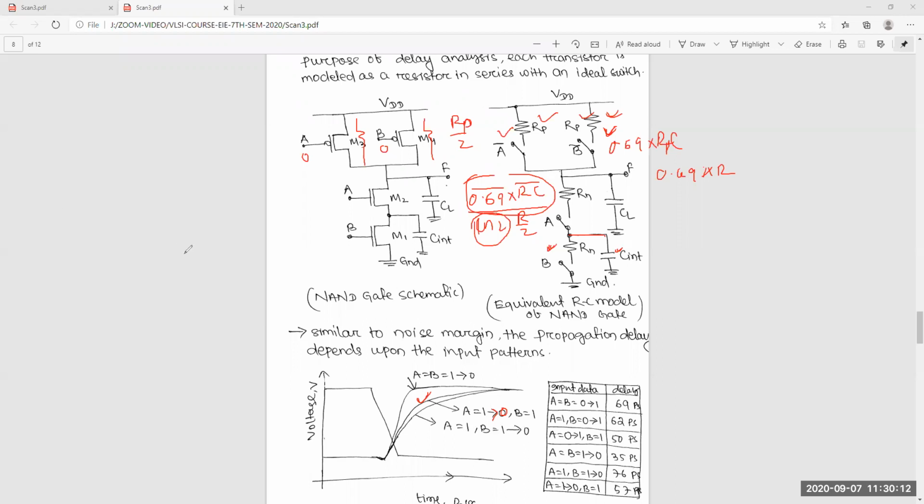Here I have also given a chart. I have taken this from a book. This is how the propagation delay changes according to the input data: if the input data is 0 0, 0 1, 1 0, or 1 1, how does it change? What is the worst-case delay? What is the best-case delay? You can see here the best-case delay is this one.